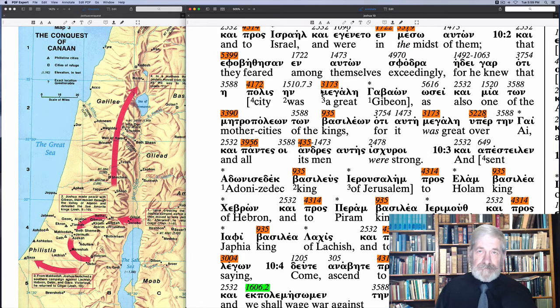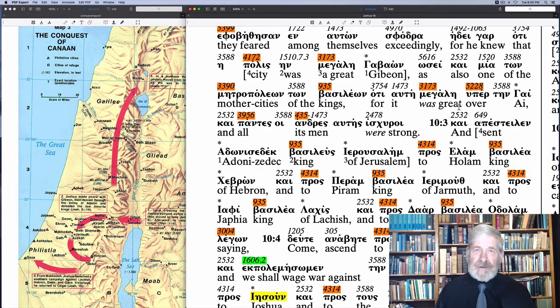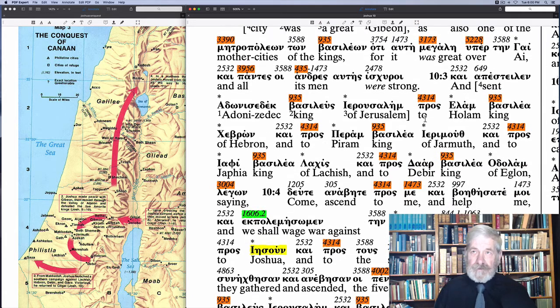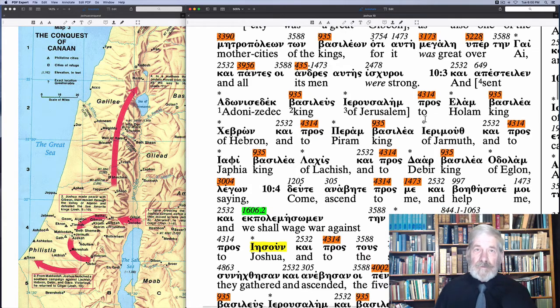All these books, all these orange numbers are in our book, English Derivatives from the Greek New Testament. And so they knew this as also one of the mother cities of the kings, that is Gibeon. Adoni-Zedek knew how great it was, for it was great over Ai, and all its men were strong of Gibeon. Yet they made a pact with Israel.